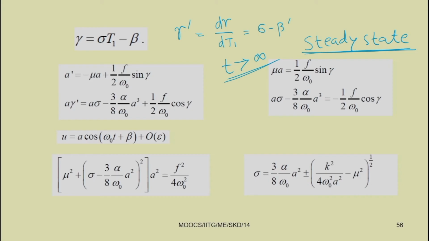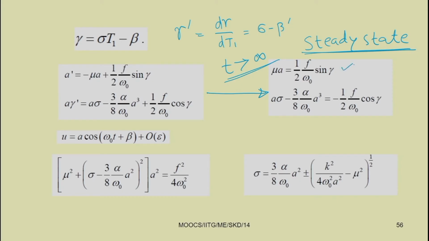So, by substituting a dash equal to 0 and gamma dash equal to 0, this equation reduces to mu a equal to half f by omega 0 sin gamma, and a sigma minus 3 by 8 alpha by omega 0 a cube equal to minus half f by omega 0 cos gamma.